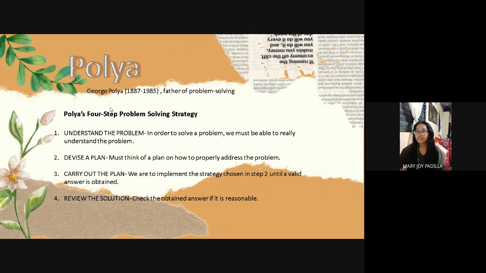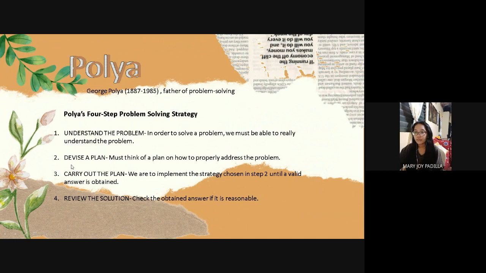So Polya has a four-step problem solving strategy, which, number one, is understand the problem. In order to solve a problem, we must be able to really understand the problem. So, understand the problem means dapat natin maintindihan muna yung problem bago tayo mag-proceed sa answer.